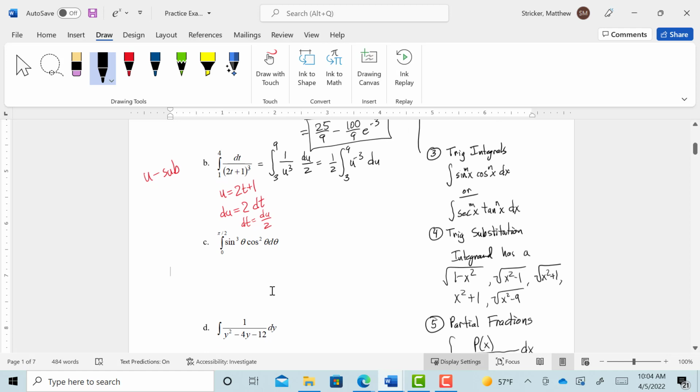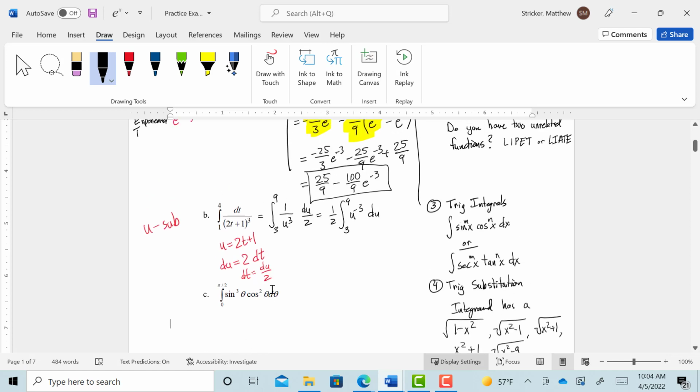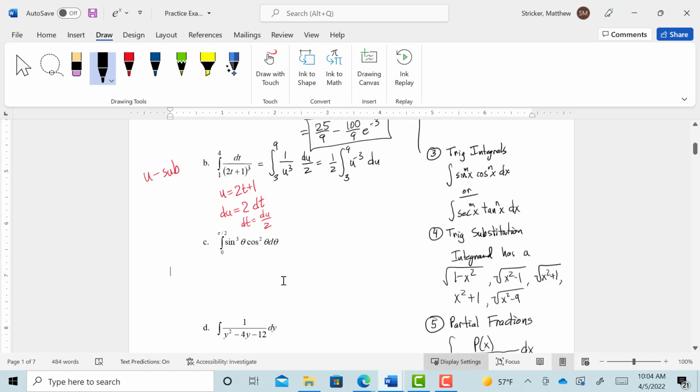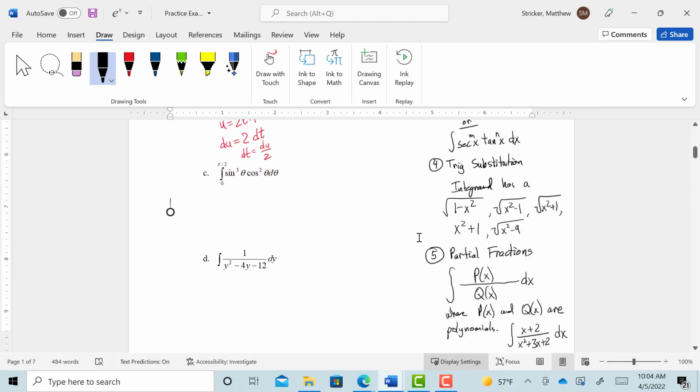C, okay. Do we have two different related functions or unrelated functions? No. But what we do have is a power of sine and cosine. And so if you recall with these ones, we usually want to take our odd power and peel it off. So we want to rewrite this as sine squared times cosine squared, and then that extra sine we're going to write here at the end.